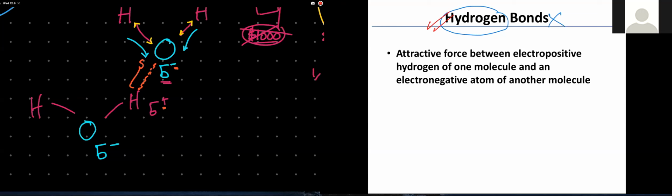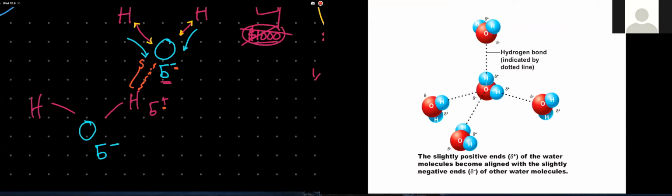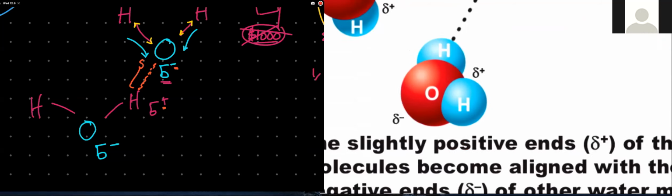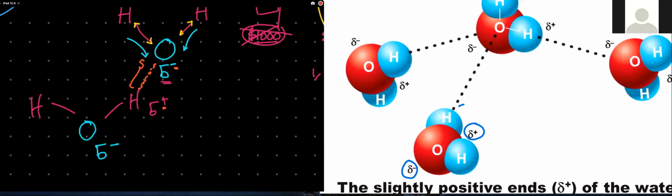Again, why do I have this attractional force? Because oxygen is going to be more negatively charged, hydrogen is going to be more positively charged, so they will be attracting one another. So you see here, oxygen is more negatively charged compared to the hydrogen, which is going to be more positively charged. The more positively charged side of this water is going to be attracted to the side which is more negatively charged of another water molecule.